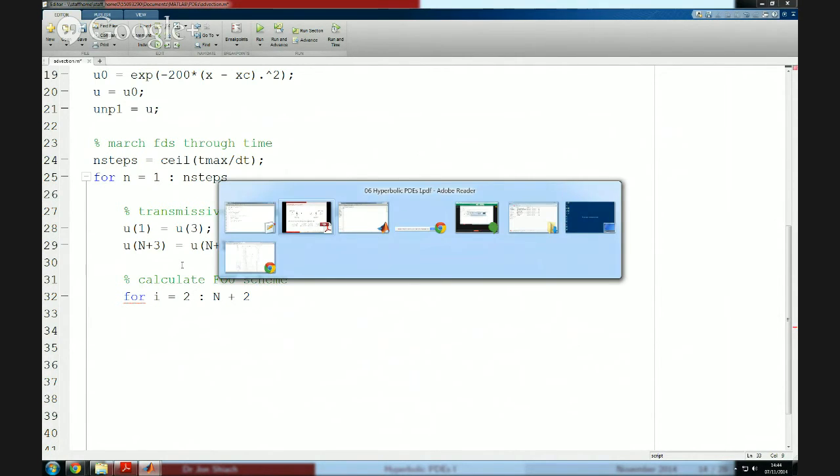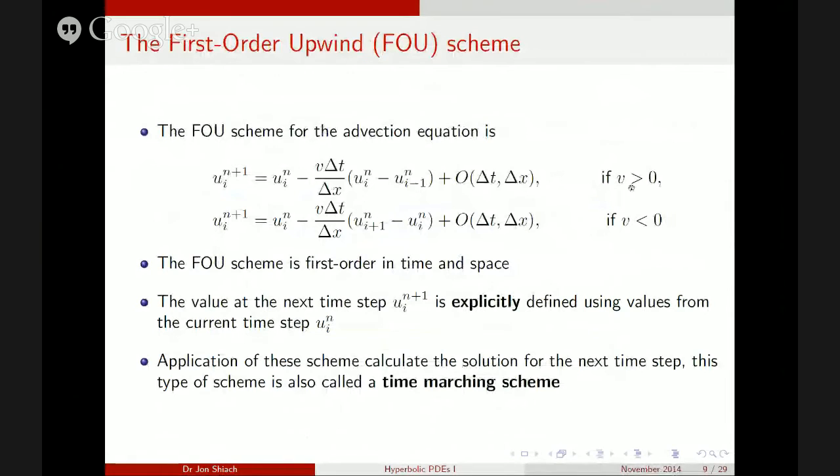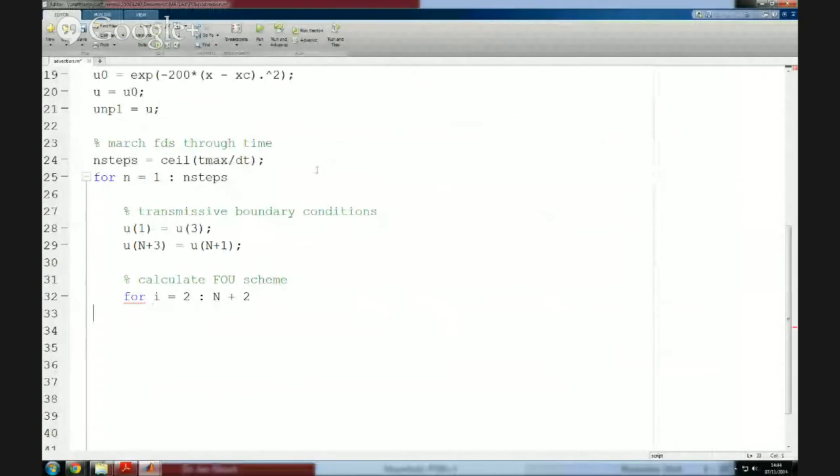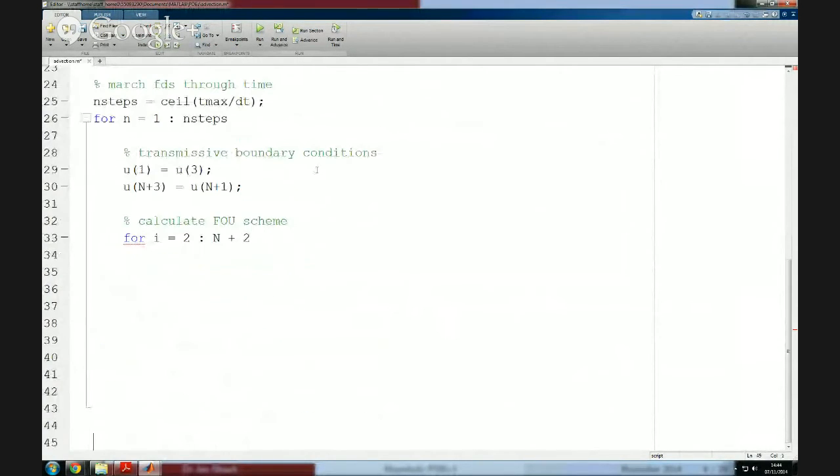Now I'm just going to remind myself what the first order upwind scheme is. It's here. I'm going to use this top one because I've got a v value which is positive. All I'm going to do now is translate this equation into MATLAB. One thing I forgot to say is what v was. I'm going to use v as 1 in this code. So my u^(n+1) at the ith node is equal to u_i minus v times dt over dx times the ith node minus the node to the left. That's my first order upwind scheme. So the next value of u is equal to some function of the previous value.